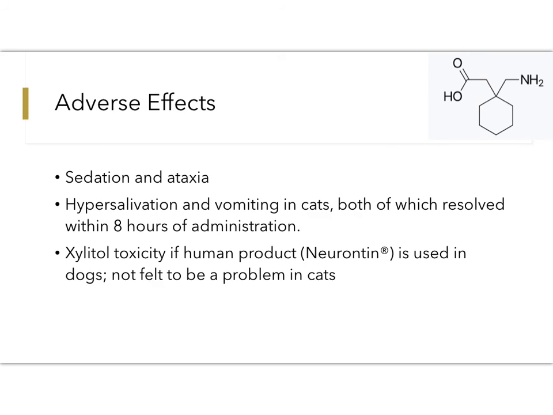And so the final thing I wanted to talk about were the adverse effects. Obviously, sedation and ataxia can be seen. There can be some GI side effects, hypersalivation and vomiting, but this seems to go away over time or with reduced dose. As I mentioned before, do not use Neurontin, the oral human product, because it contains xylitol. It's a problem in dogs, not felt to be as much of a problem in cats, but it's not a bad idea to avoid its use in any animal species. Use the veterinary products when you want to use gabapentin.